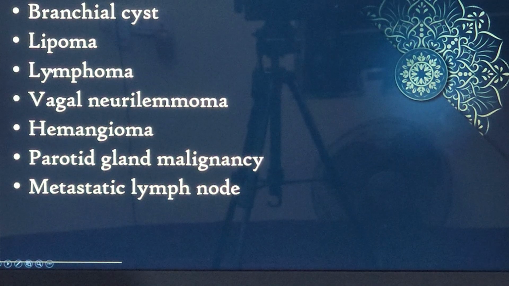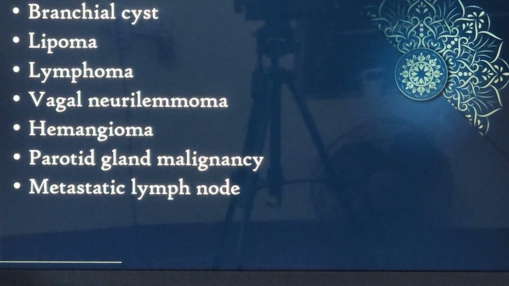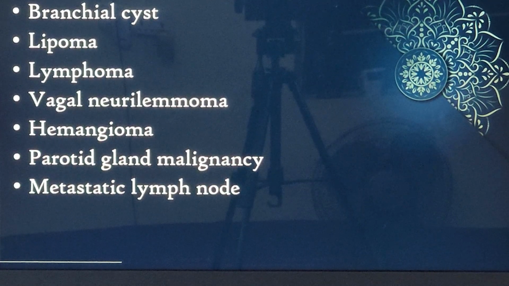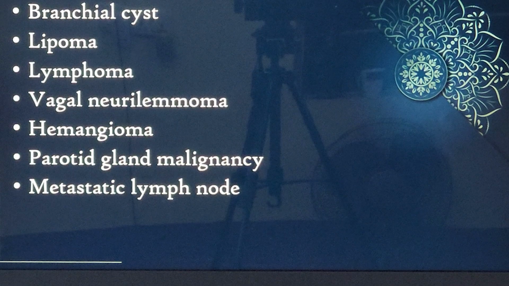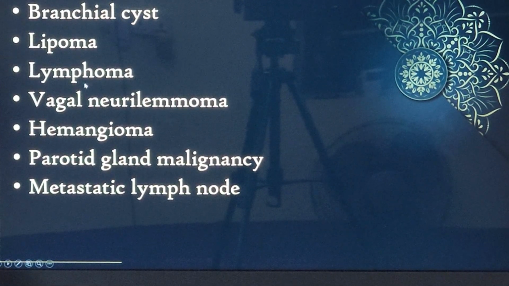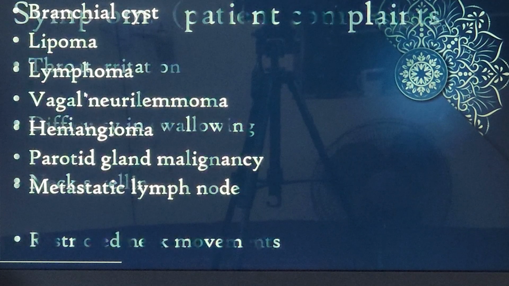Now, what are the common reasons for a parapharyngeal space mass? It can be developmental. I'm just naming a few, like branchial cyst, lipoma, lymphoma, vagal neurilemmoma, schwannoma, hemangioma, or parotid gland malignancy, and the commonest being metastatic lymph nodes. These are the common reasons for a mass in the parapharyngeal space.